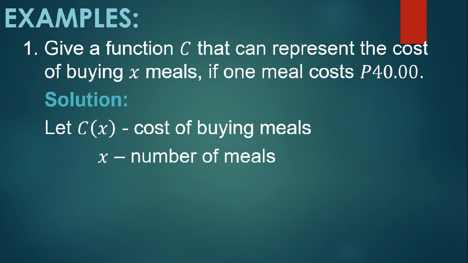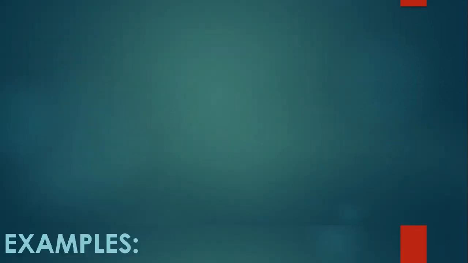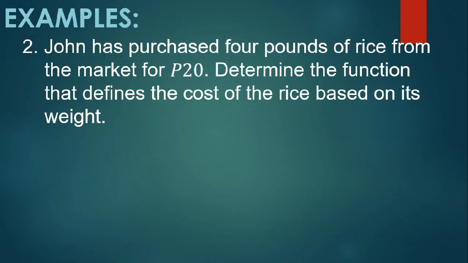So, 2 times 40 is 80. Paano kapag 5 na si x? If x is 5, then ang babayaran natin na cost ng meals ay 5 times 40 is 200. That means our function will be c of x is equal to 40 times x. Okay, minomultiply natin yung presyo ng meal doon sa bilang ng meals na binibili natin. Understood?